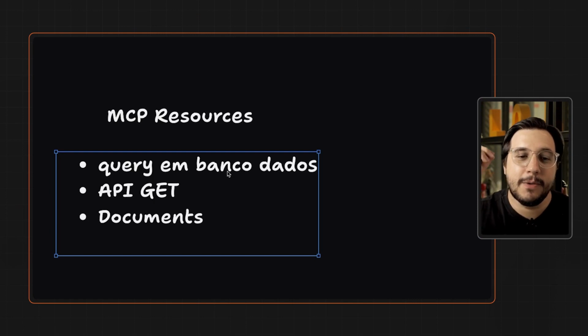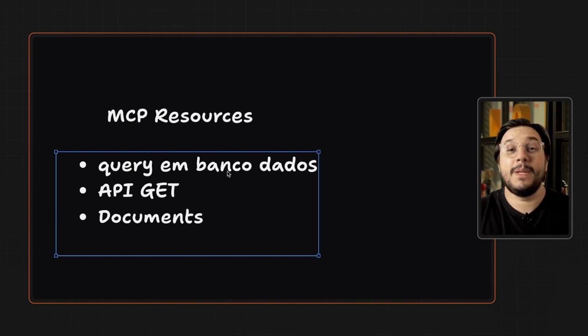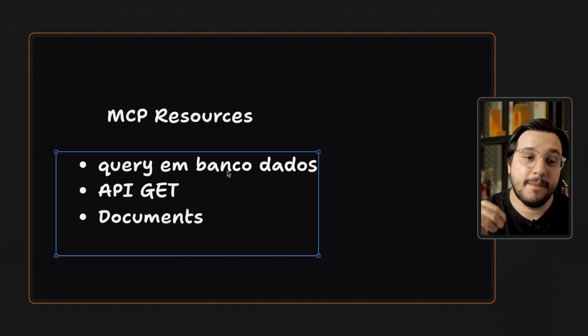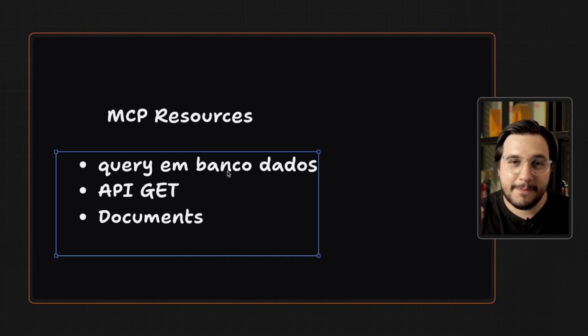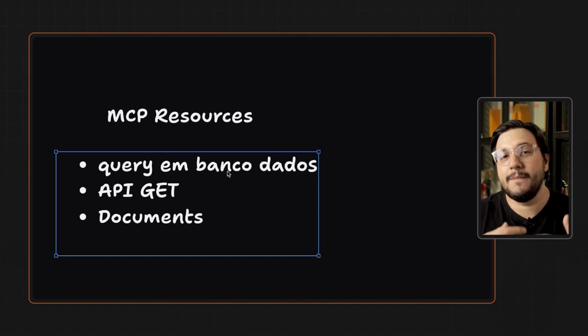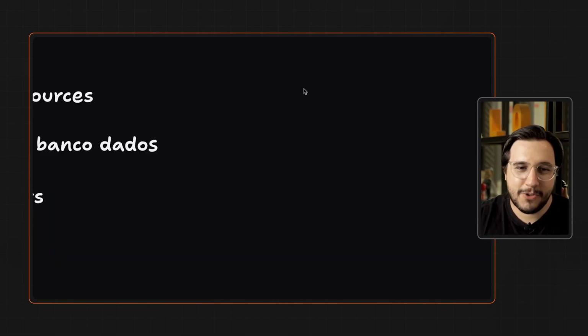Do you want to know the result of a database query? It will bring you exactly that query result. Do you want to know the result of a GET from your API? It will bring you exactly that result. The exact same principle applies to your documents.